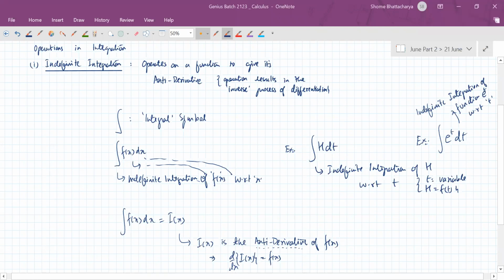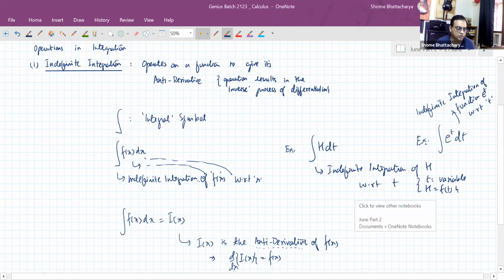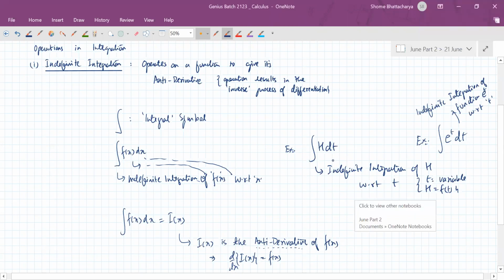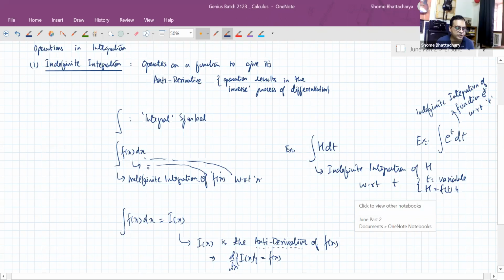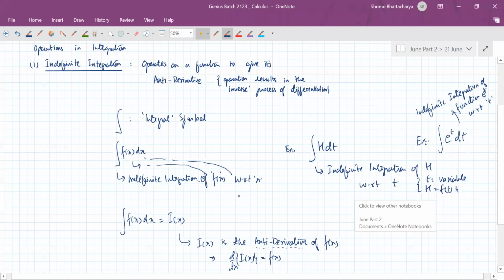Sir, if you're integrating f(x), then why have you written dx also? Because that indicates with respect to what variable. That is very important in the symbol of integration, as I've explained. Whenever we integrate a function, we have to write the integration symbol, the function, and d of some variable. So which is the variable we are integrating with respect to, in this case, x. So we have to write dx over here. Understood now? Yes, sir.